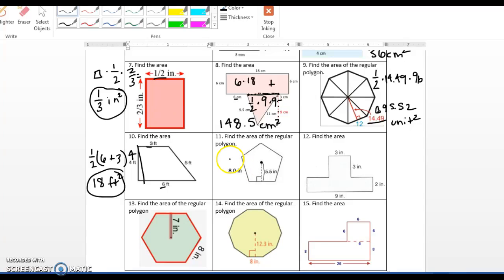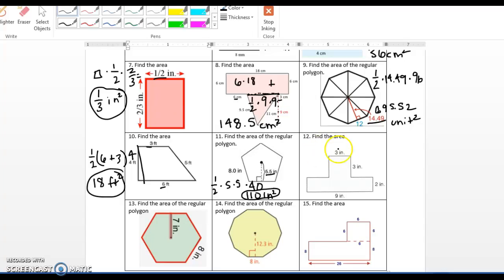Find the area of the regular polygon. 1/2 times the apothem, 5.5, times the perimeter, which is 8 times 5, or 40. Multiply that out. You get 110 inches squared.